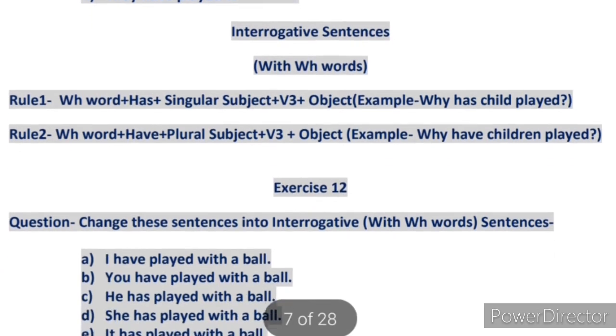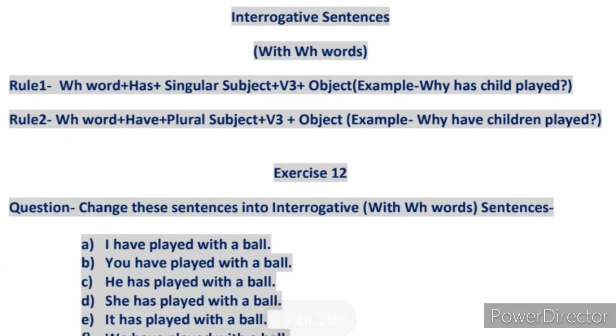Now next is interrogative sentences. The second type of interrogative sentence is with WH words. The rule is, everything will be the same as it was in the yes or no answer type, we just add WH words in the beginning. Rule 1, WH word plus has plus singular subject plus V3 plus object. For example, why has child played. Second, for plural subject, WH word plus have plus plural subject plus V3 plus object. For example, why have children played.